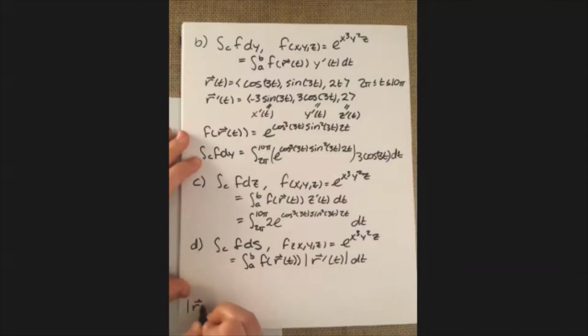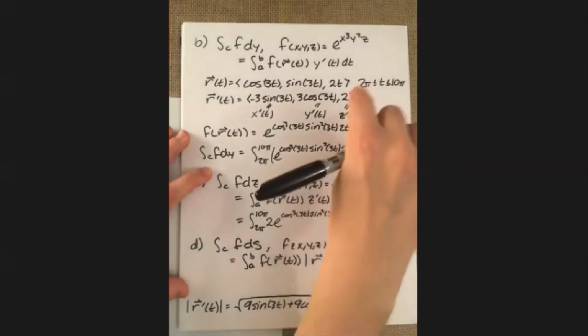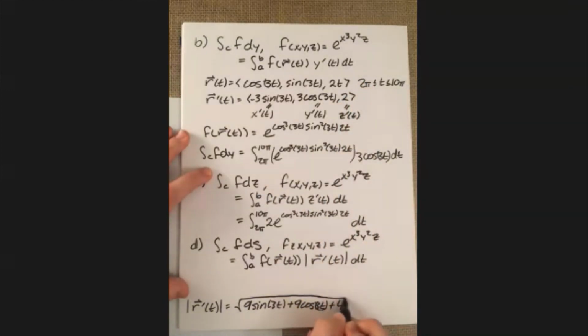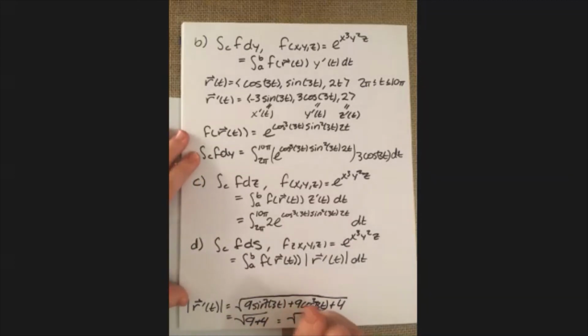Length of r prime of t is equal to the square root of 9 sine squared of 3t, and then plus 9 cosine squared of 3t, plus 4, I think. Yep, 4. And this is just going to simplify down to root of 9 plus 4 here, because the sine squared and cosine squared add up to one right there. So that's just equal to root 13.